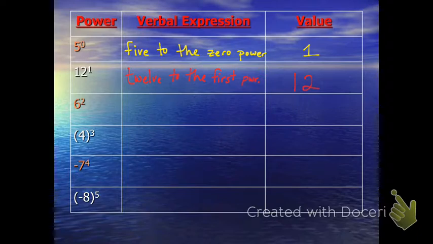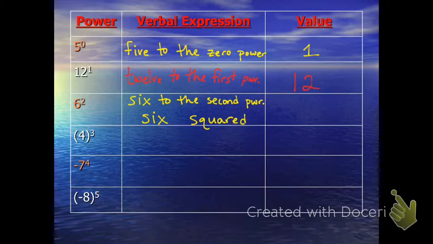The third example, with a base of 6 and an exponent of 2, would be read as 6 to the 2nd power. Another way that you can say that is 6 squared. And the way you solve that one would be 6 times 6, which would give us 36.